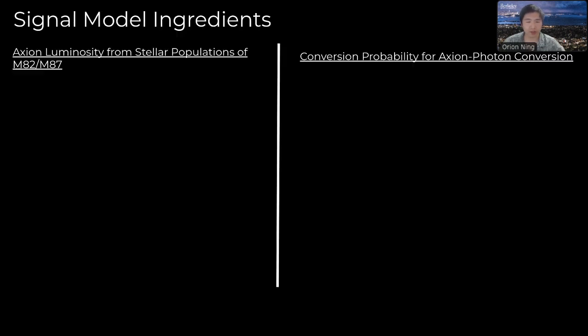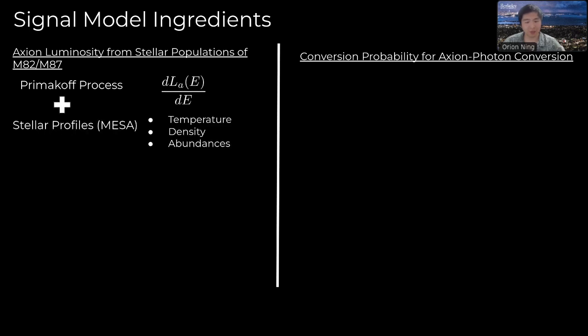To get this constraint, we elaborate more on our signal model for our predicted axion signal. The signal model is composed of two main ingredients. One, the total axion luminosity from the entire stellar populations of M82 and M87, and two, the conversion probability for axion-photon conversion in the magnetic fields of each galaxy. To find the total axion luminosity from all stars in these galaxies, we need to model several things. We'll need to understand the Primakoff process and calculate the predicted differential axion luminosity for each star.